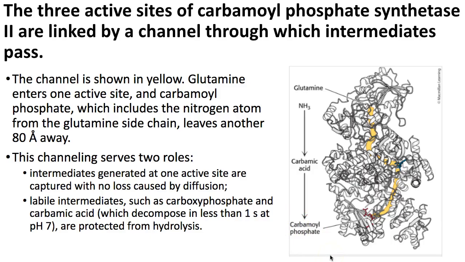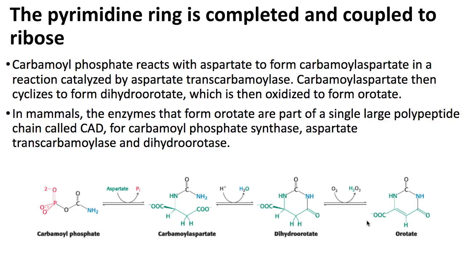And this channel serves two roles. Intermediates generated at one active site are captured with no loss caused by diffusion. And also, intermediates such as carboxyphosphate and carbamic acid are protected from hydrolysis while they are in the channel. And so you have this carbamoyl phosphate.